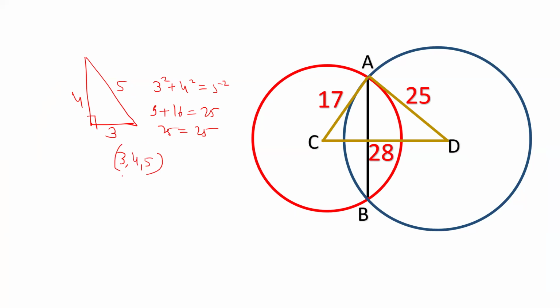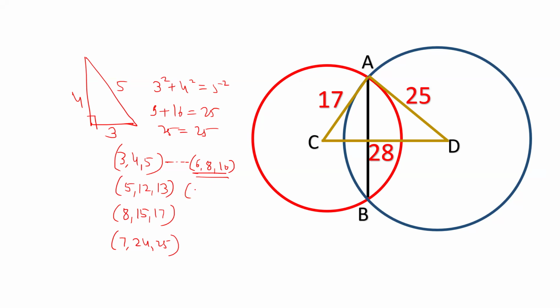And there are many more Pythagoras triplets. For example, 5, 12, 13 is another Pythagoras triplet. 8, 15, 17 is another one. 7, 24, 25 is another one. And any multiple of these is a Pythagoras triplet. From 3, 4, 5, if we take 6, 8, and 10, that will also form a right angle triangle. Double of 5, 12, 13 will be 10, 24, 26. This will also make a right angle triangle. So all these are Pythagoras triplets, and any multiple of these will make a right angle triangle.